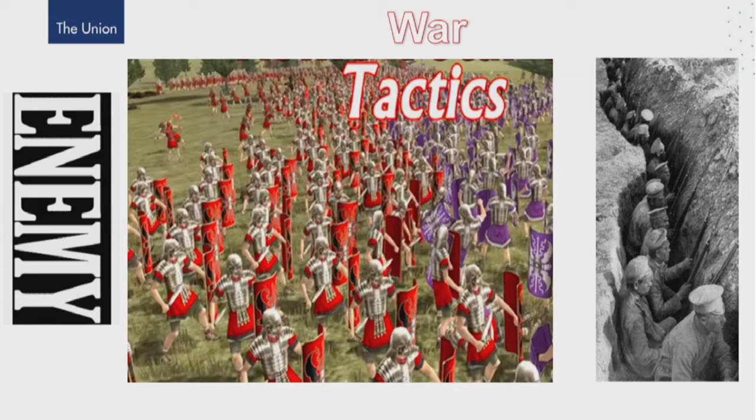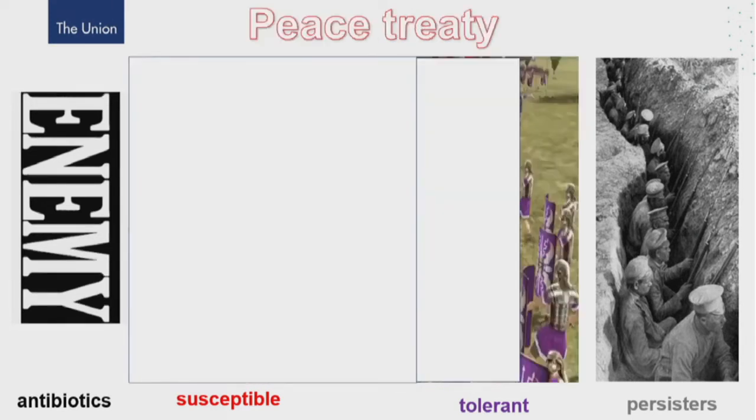And then I jumped to World War I, and there you have the people in the trenches. So if I look at that, the enemy in TB is the antibiotics. We have our fully susceptible. They're not really equipped. They just get killed. Then you have your tolerant, who have some ability to sustain this drug pressure. And then you have the coward persisters who hide and make sure that they're not seen, and they sit in the trenches.